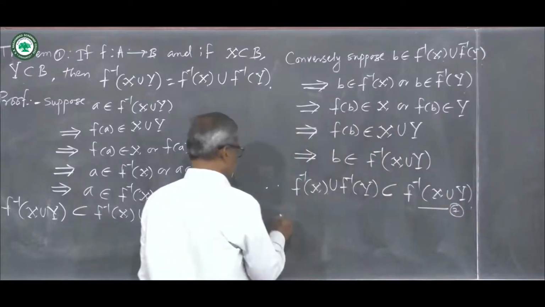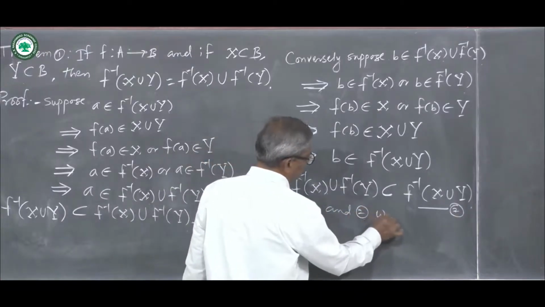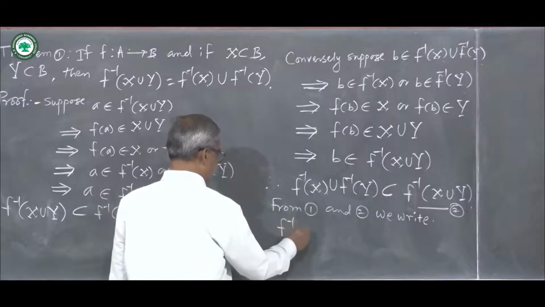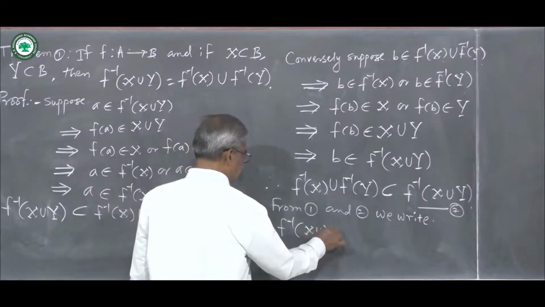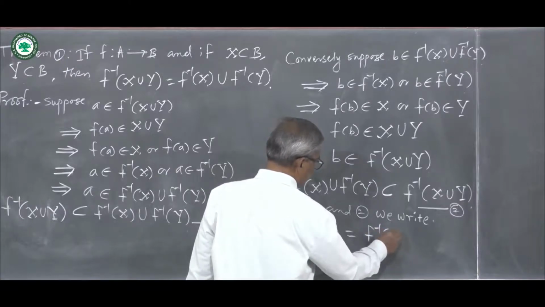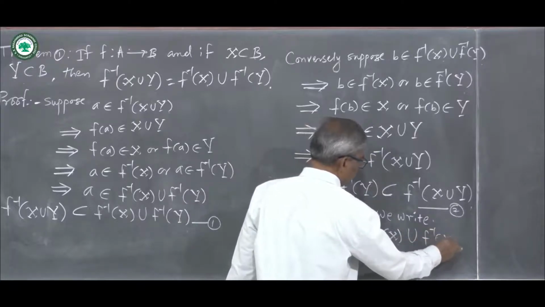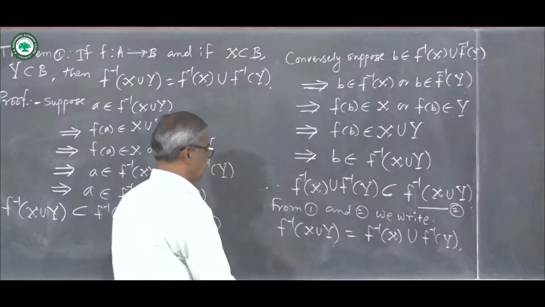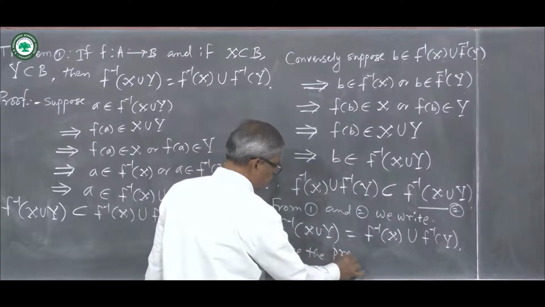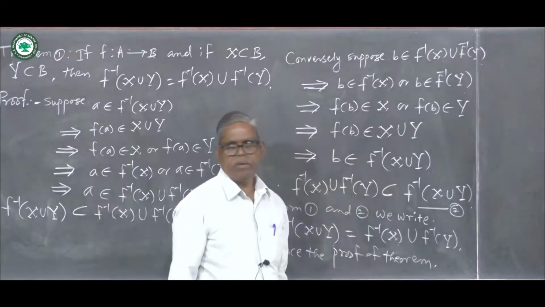From 1 and 2, we write f inverse of capital X union capital Y is equal to f inverse of X union f inverse of Y. Hence the proof of the theorem 1.